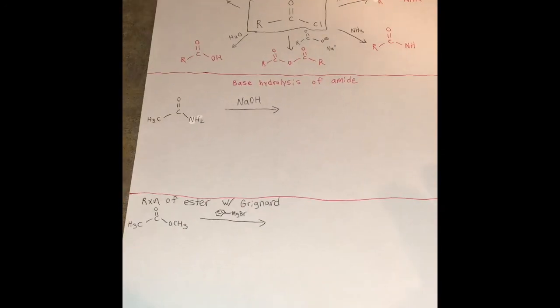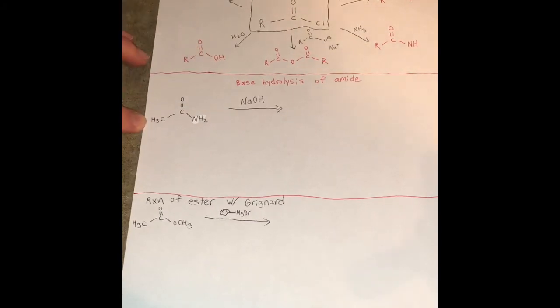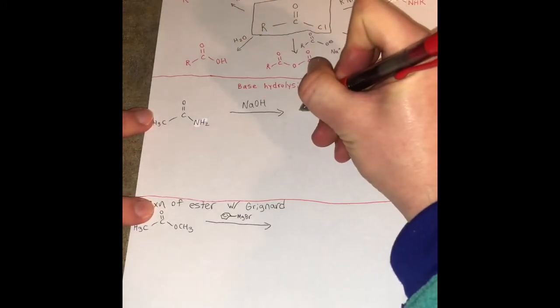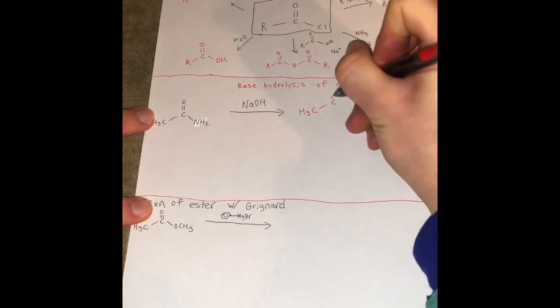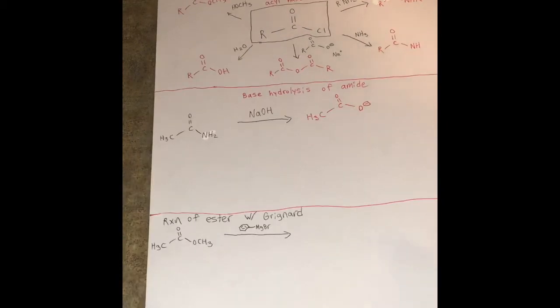Okay, moving down to base hydrolysis of amides. So when we add in NaOH to our amide, the structure that we get looks like this. Sort of a weird end product, right? Because we have an O- left over. But let's look at the mechanism to see how we get this.